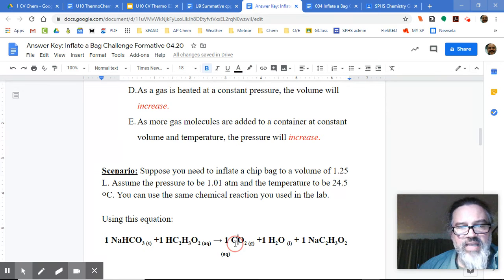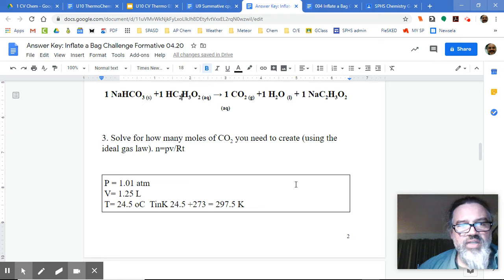And if that gas is produced, it'll inflate. So the question is, how much of this and how much of this do I need to get 1.25 liters of carbon dioxide at 24.5 degrees temperature and 1.10 atmospheres? That's the question. And so when we go through this, let's think about this.